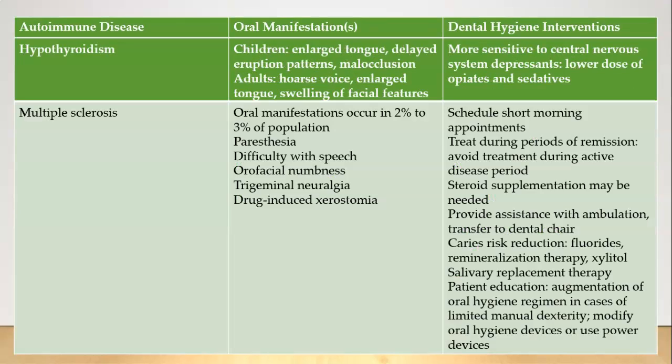So hypothyroidism in children: enlarged tongue, delayed eruption patterns. In an adult: malocclusion, a hoarse voice, enlarged tongue, swelling of facial features. Multiple sclerosis, oral manifestation occurs in 2% to 3% of the population, so that's really not very high, but paresthesia, difficulty with speech, oral facial numbness, trigeminal neuralgia would be probably the biggest one, and drug-induced xerostomia actually might be even more common.